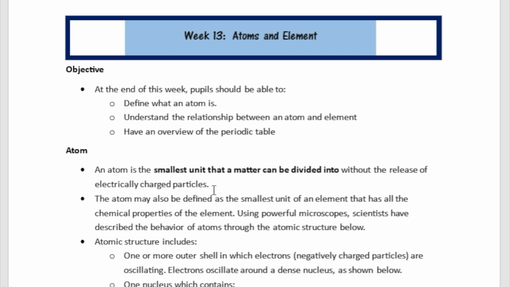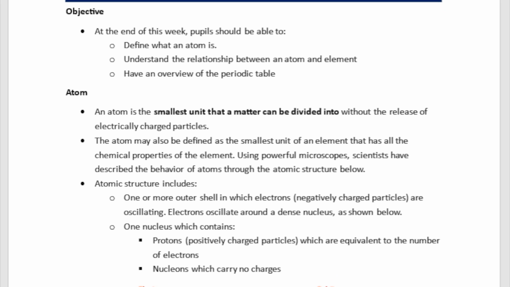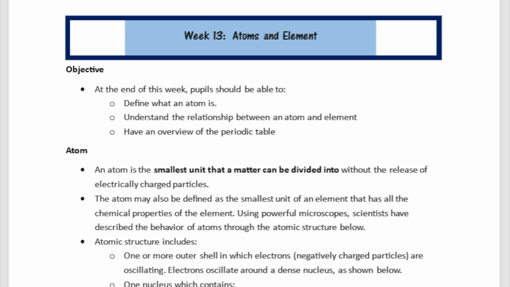An atom is the smallest unit of a matter that a matter can be divided into without releasing charges, okay? Charges like electrically charged particles. Okay, and an atom is essentially made of a nucleus which is surrounded by electrons, and inside the nucleus are two particles, protons and nucleons. Okay, so fundamentally that's what an atom is, and every element contains atoms in it.